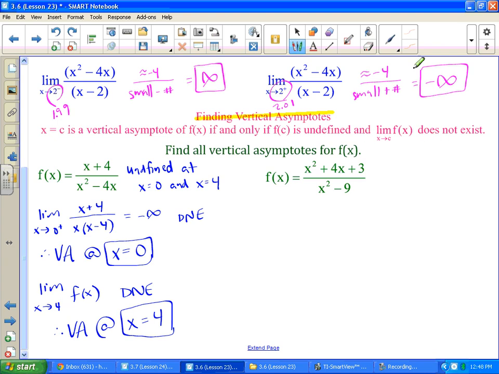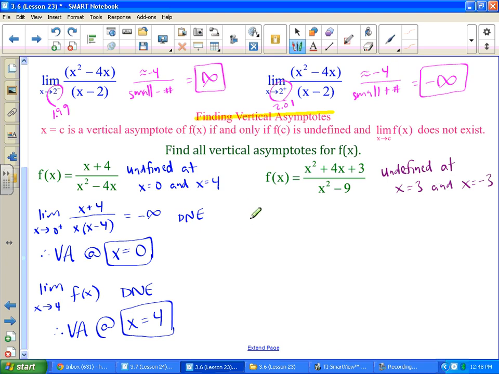Okay, so let's try this one here. See if this clears up anything. Where is this one undefined? So how would I factor the denominator? It's a difference of squares, so what would it be? x plus 3, x minus 3. So it's undefined where? It's undefined at x equals 3. So these are the two spots that I'm thinking there might be vertical asymptotes. And x equals negative 3.